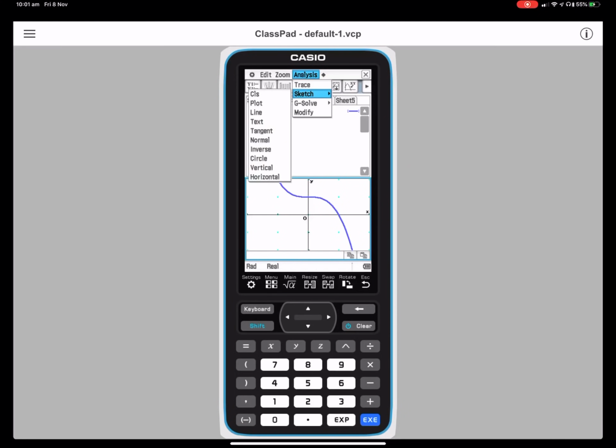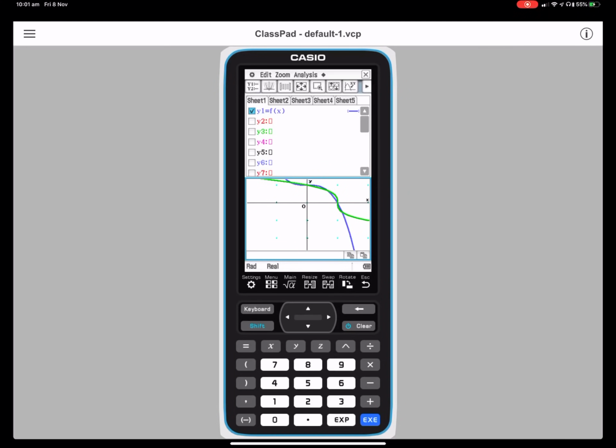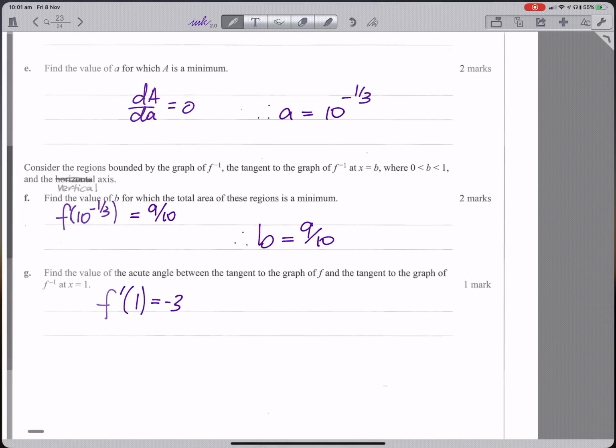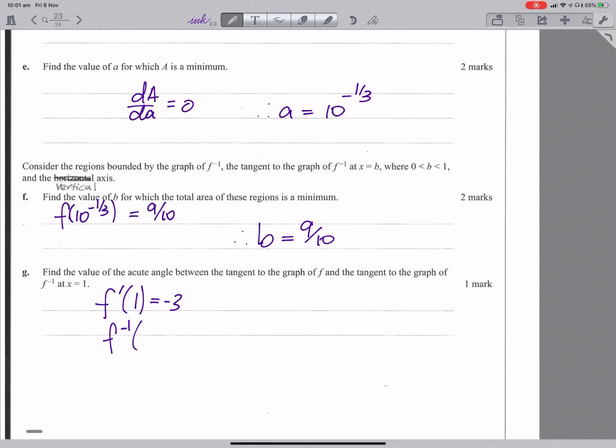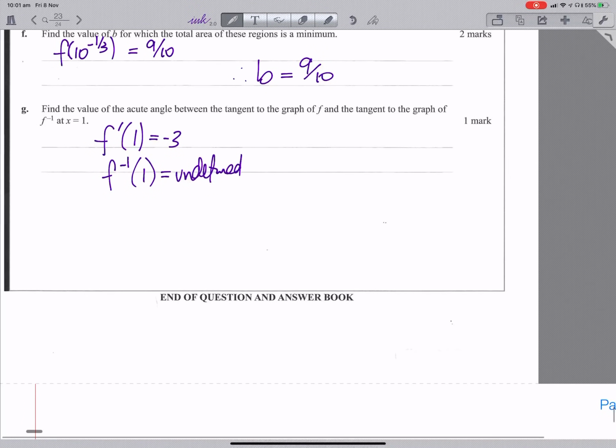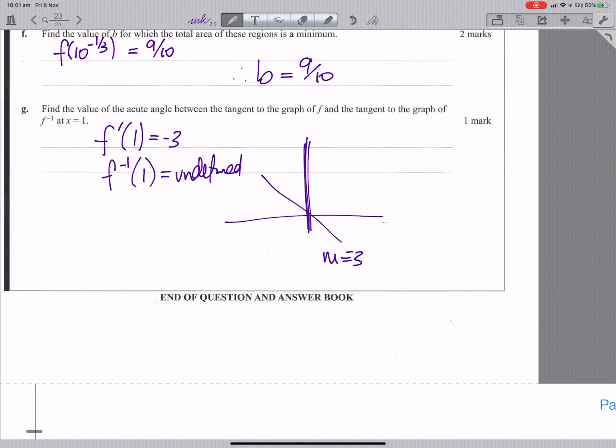If I was to graph the inverse at 1, that's a vertical gradient, so that's undefined. So f inverse of 1 is undefined. So if you think about it, f inverse is that, and then the other one we've got a gradient of -3. So that angle is 90.